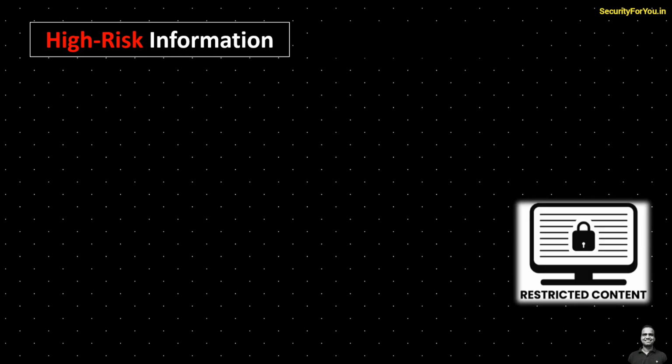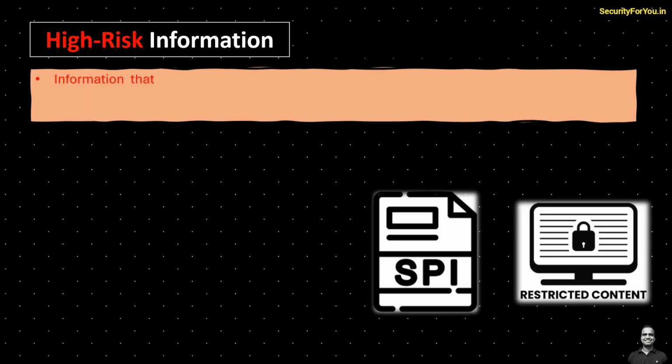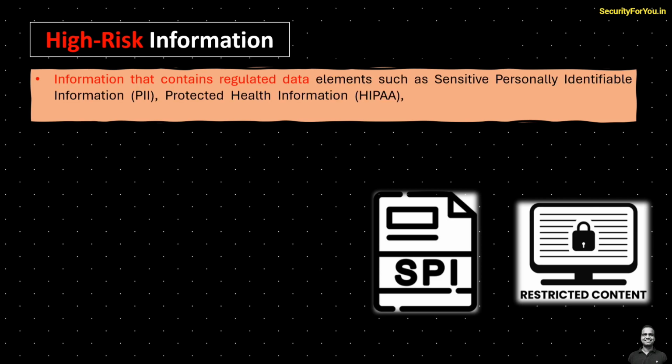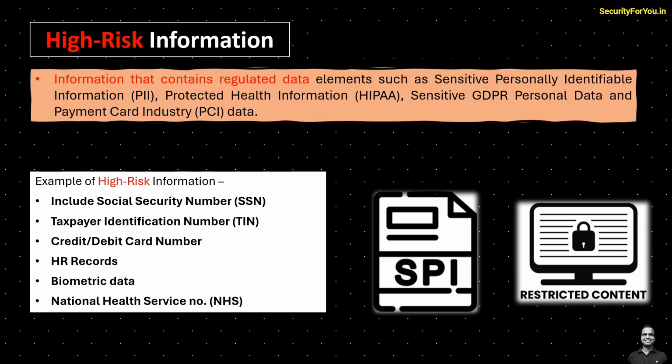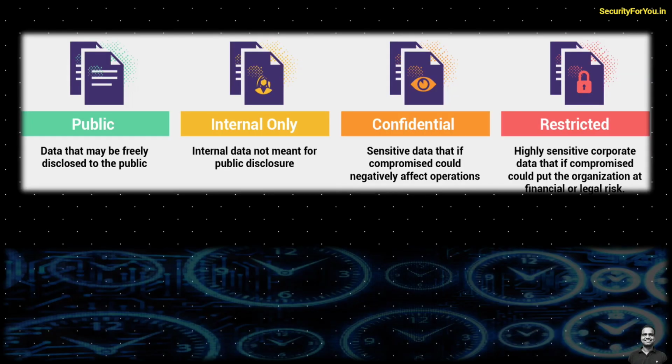Next category is high-risk information. This category includes information that contains regulated data elements such as sensitive personally identifiable information, protected health information under HIPAA, GDPR personal data, or payment card industry data like your credit card numbers. Examples include social security numbers, tax identification number, or your financial account numbers, credit card information, HR records, or your health information, biometric data.